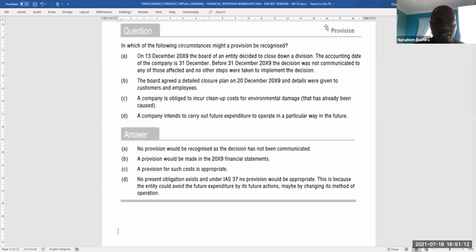D. A company intends to carry out future expenditure to operate in a particular way in the future. Solution. No present obligation exists, and under IAS 37, no provision will be appropriate. This is because the entity could avoid the future expenditure by its future actions, maybe by changing its method of operation.